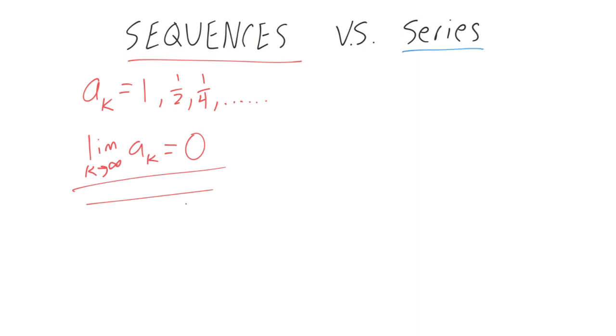A series is what happens when you add up the terms. So a series would be something like the sum from k equals 0 to infinity of a_k. And if I use the same example here, you'll notice the limit as k goes to infinity of a_k is 0. And that is required for a series to converge.